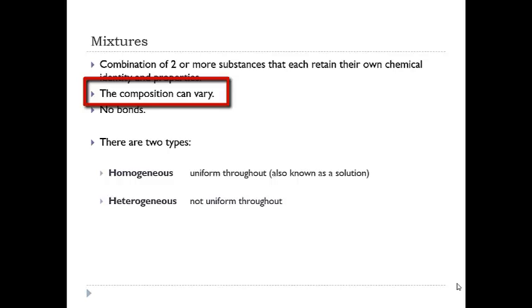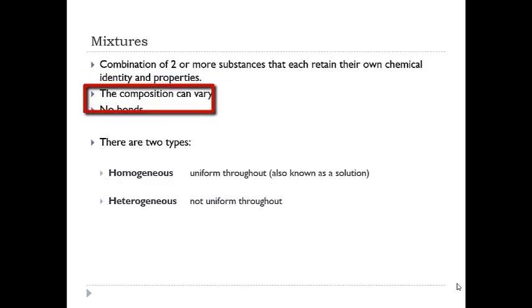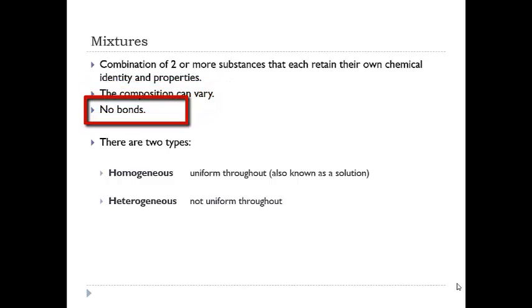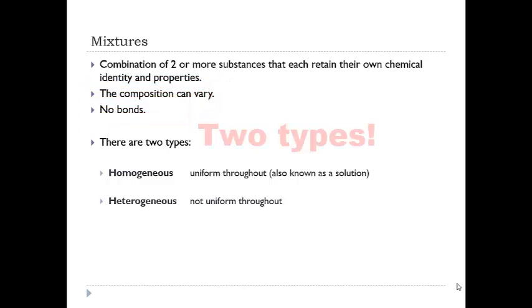So you can have, for instance, a mixture of salt and water. You can have a lot of salt, a little bit of water. You can have a little bit of water, a lot of salt. Doesn't matter, it's still a mixture. And the components of a mixture are not bonded together.